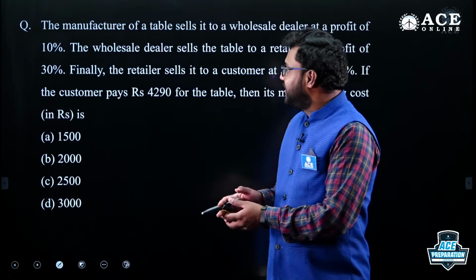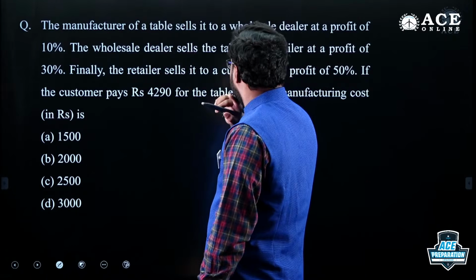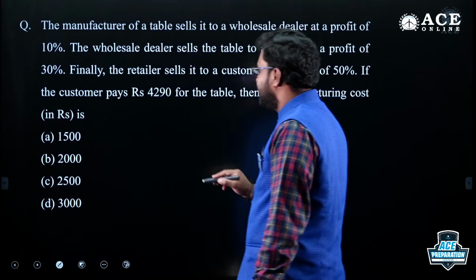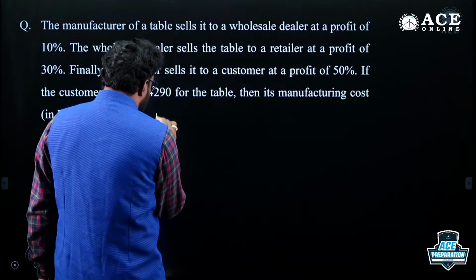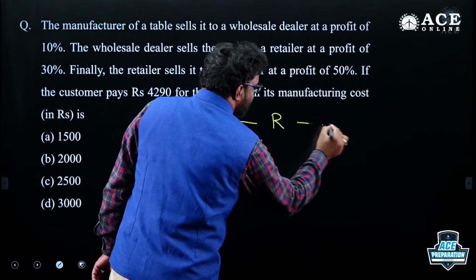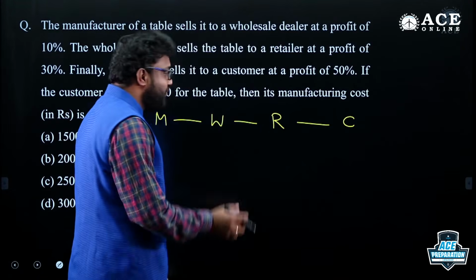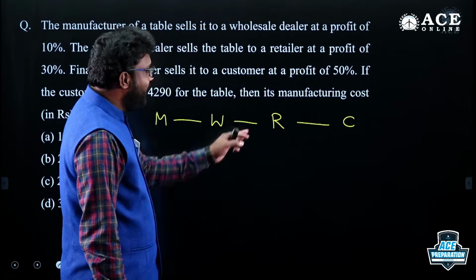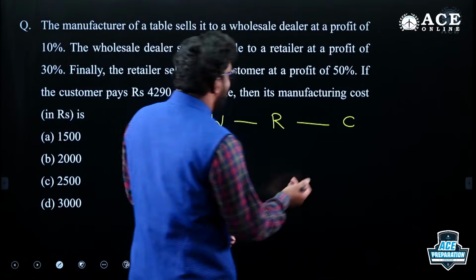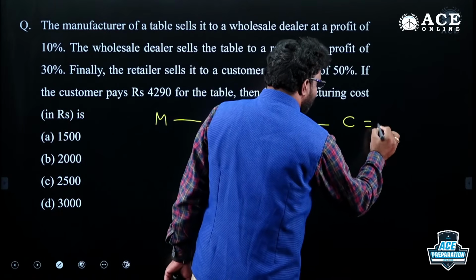Here if you just see this question, my dear friends, a manufacturer of a table sells it to a wholesale dealer at a profit of 10%. So manufacturer is selling to wholesaler, wholesaler is selling to retailer, retailer is selling to customer. As too many people are involved, by the time it reaches the customer, the price is increased. Customer is paying 4,290.